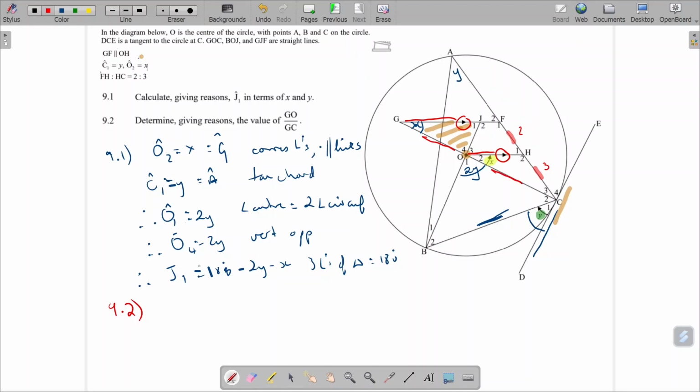So we have that GO over GC is equal to FH to FC, because GC is the entire length, so it will be FC. And again, part to part links to part to whole, so therefore we have 2 is to 5. The reason is because of the lines being parallel, so we have GF being parallel to OH, and using the proportion theorem.